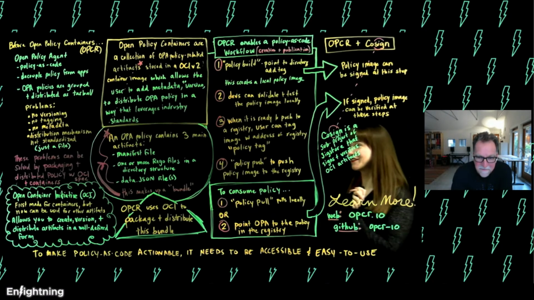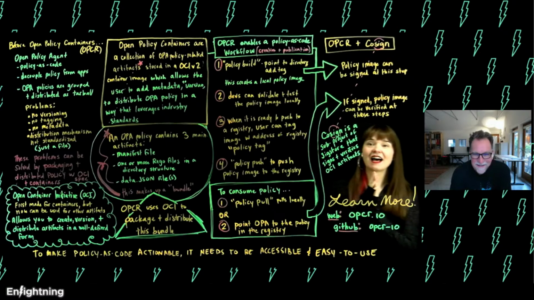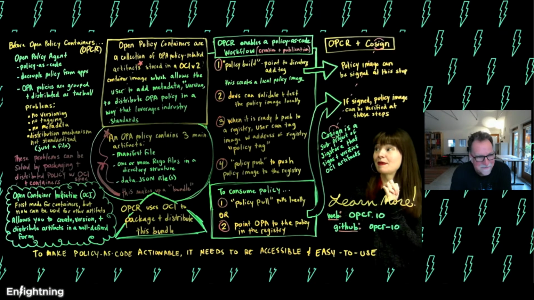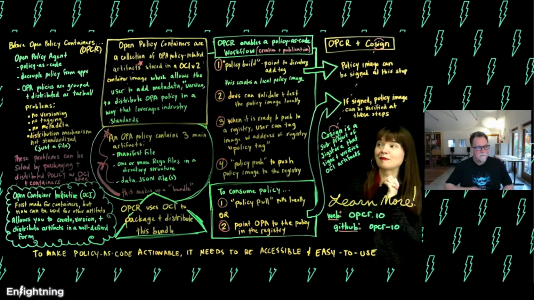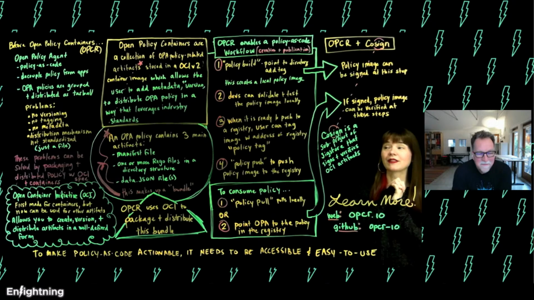Long time ago in a galaxy far, far away, before Open Policy Containers, a lot of folks were using Open Policy Agent because it has policy as code, which is great. You can decouple a policy from apps. And OPA policies are grouped and distributed as a tarball, which we'll talk about more later. So this tarball has some problems: there's no versioning, there's no tagging, there's no metadata, and the distribution mechanism is not standardized. It's just a file. Taniwa actually in the stream described how they used to use S3 buckets to distribute their Open Policy Agent files.